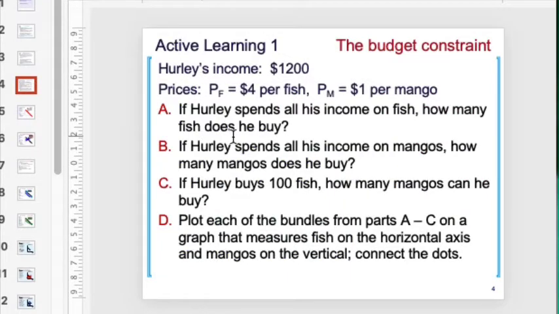On the other end of the spectrum, if she decides to use all of her income to buy mangoes, how many mangoes can she buy? One mango is $1, she has $1,200, so she can buy 1,200 mangoes. So this is similar to the production possibility frontier that we've already covered.